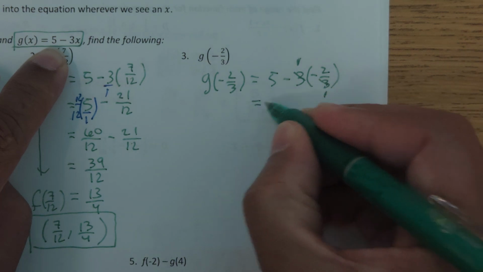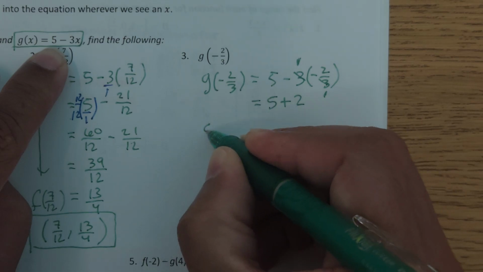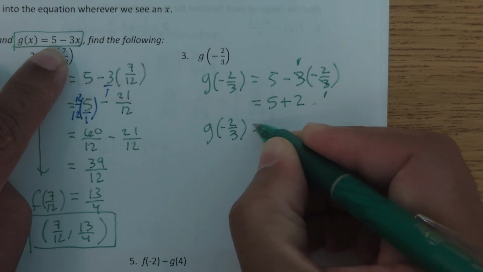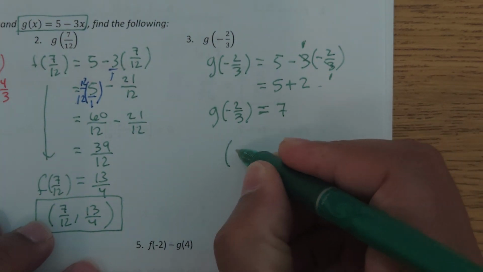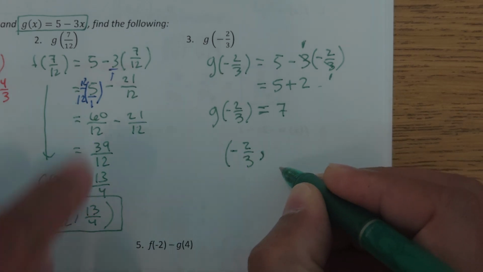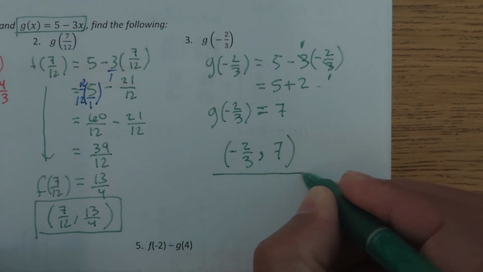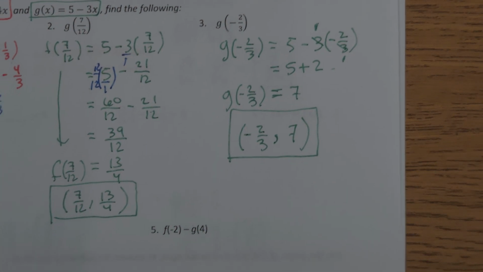Negative times negative is positive, so then this becomes 5 plus 2, which means g of negative 2/3 is equal to 5 plus 2, which is equal to 7. So for this one, we're given that x is negative 2/3, and we just found that when x is negative 2/3 in this function, y is positive 7, and this is the answer to example number 3. Okay, let's go on to the next two examples.